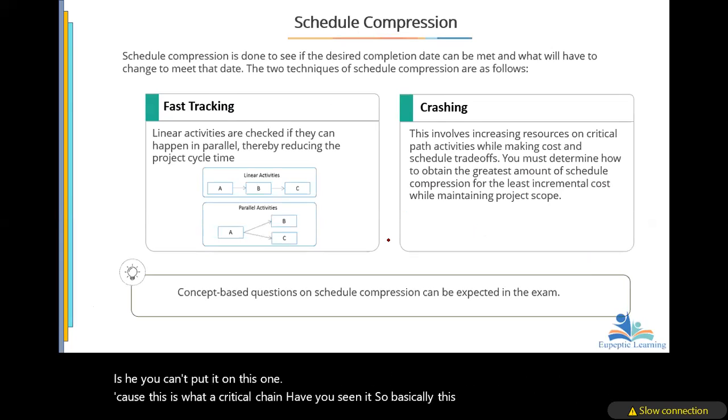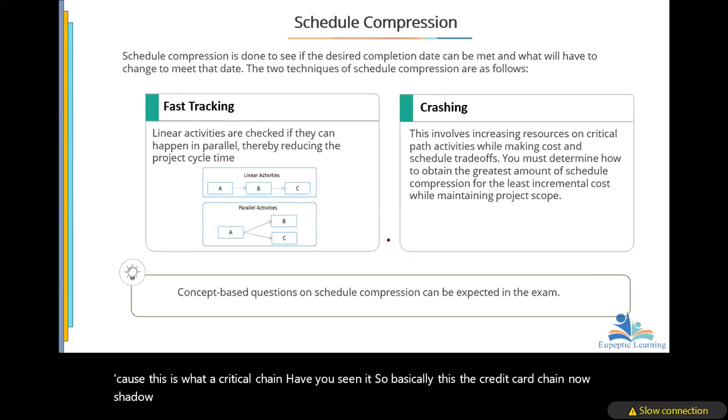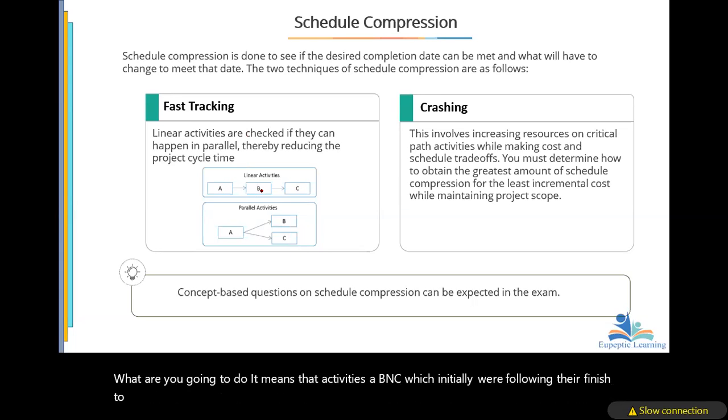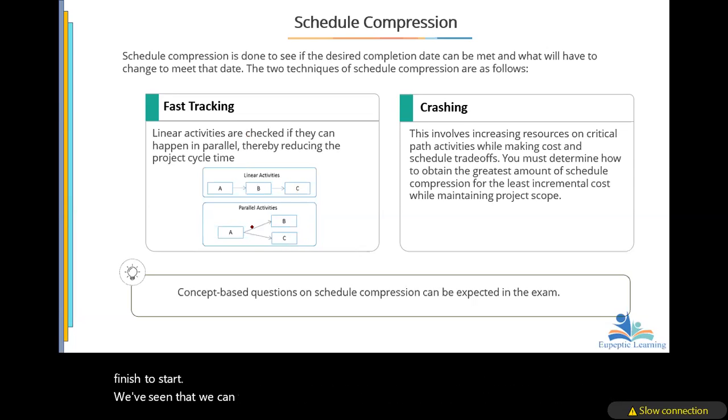Now, schedule compression, what we talked about earlier. Let's assume that you are behind schedule, or as you're working on the project, the sponsor now says that I want it earlier than before. What are you going to do? It means that activities A, B, and C, which initially were following finish to start, we've seen that we can do activity B and C in parallel. Have you seen it here? So now it's reducing the project cycle time.